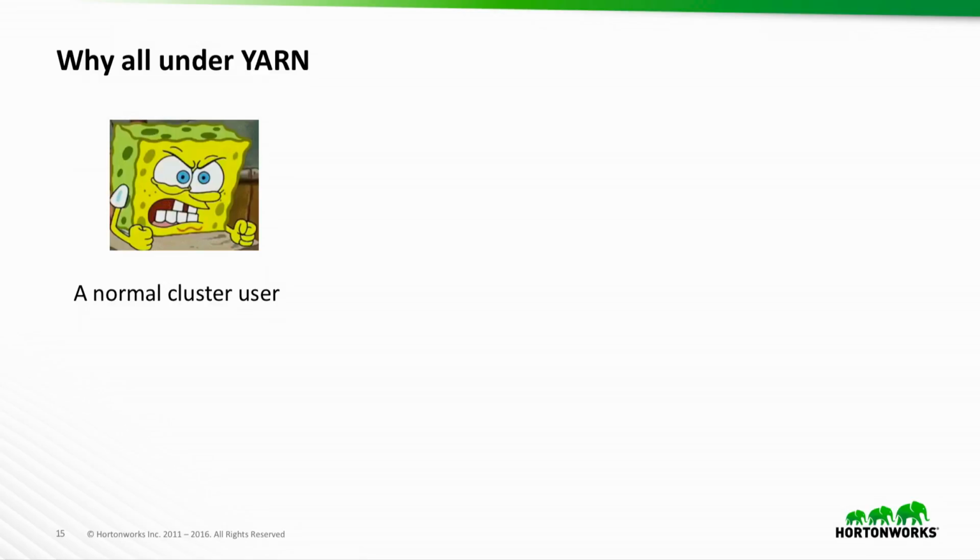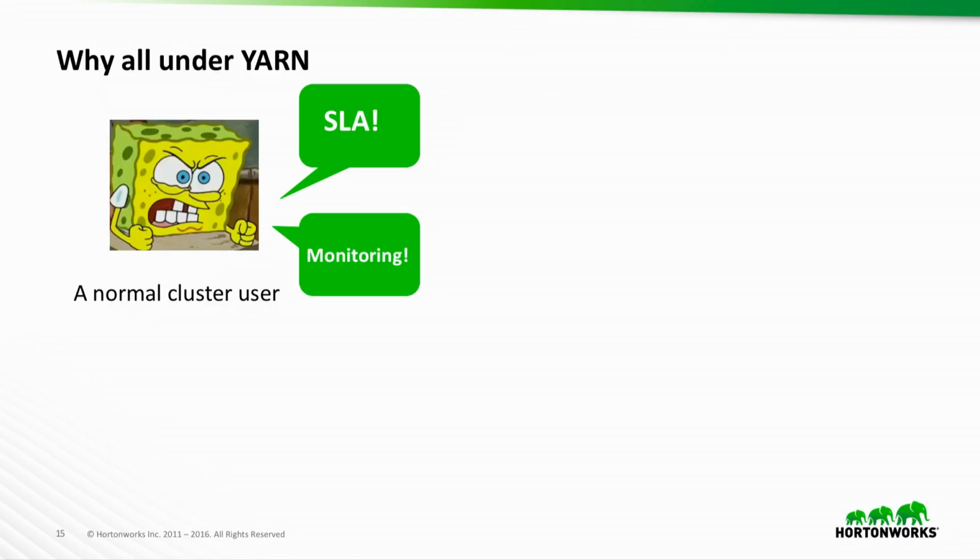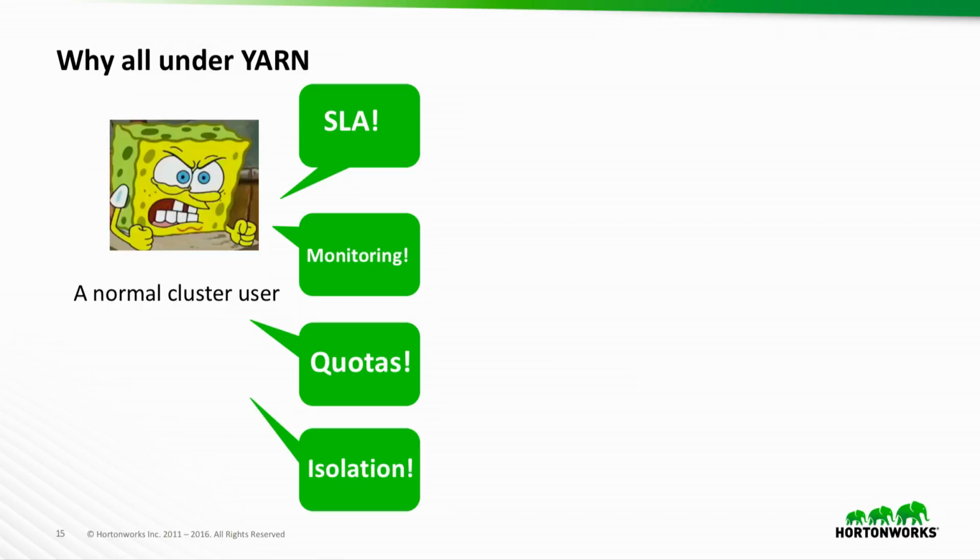So why do we put everything under Yarn? As a normal cluster user, they care about many things. For example, they care about SLA. They don't want things to be late. And they want better monitoring of their cluster and training jobs. And they care about quotas. They don't want one user to take all the resources from other users. And they care about isolation. They don't want processes sharing the same node to interact with each other and affect each other's running.